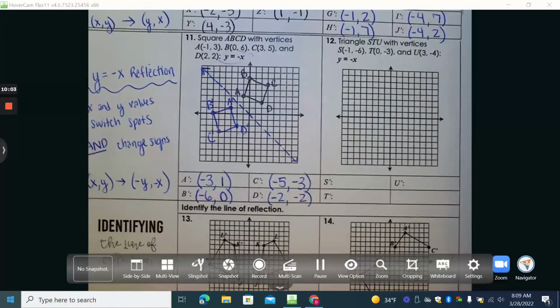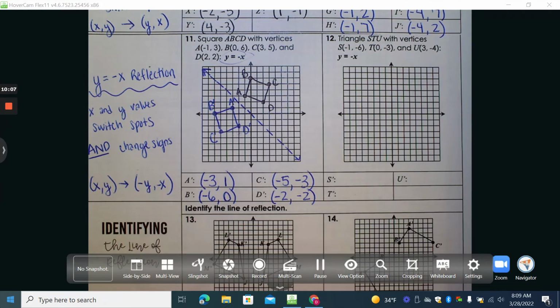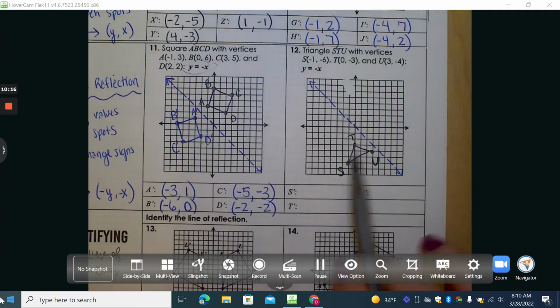So take your time. Let's do the same thing for number 12. Go ahead and graph S, T, and U, which looks like this. And then take a moment and let's write down your new ordered pairs and see if you can flip number 12. I'll show my answer in about 5 seconds.